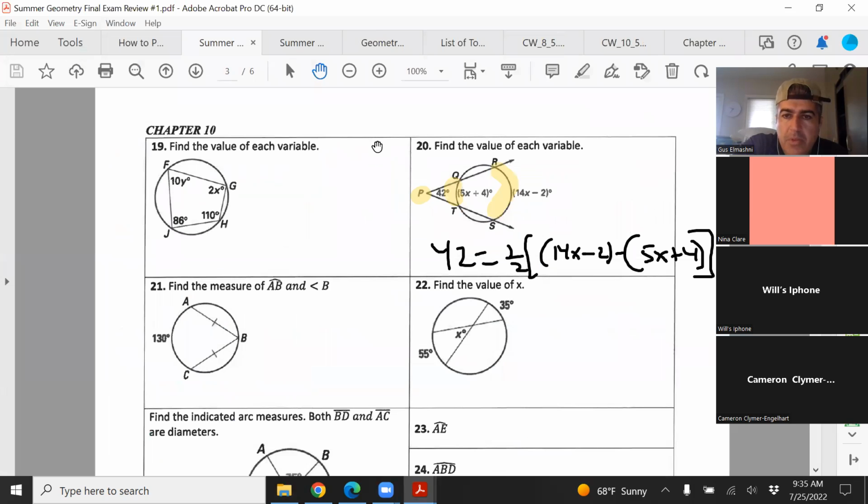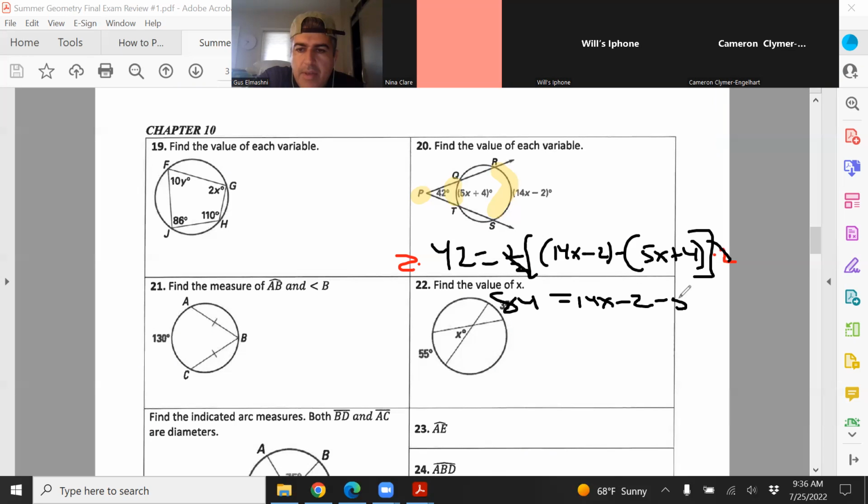When you work it out, it's up to you how you want to do it. I mean, you could distribute the 1/2, but actually we'll multiply both sides by 2 first. That might be a little easier. So you get 84 on the left side, and the half and the 2 cancel. Then you have 14x minus 2, and then minus 5x minus 4. You guys should distribute the minus to both the 5x and the plus 4.